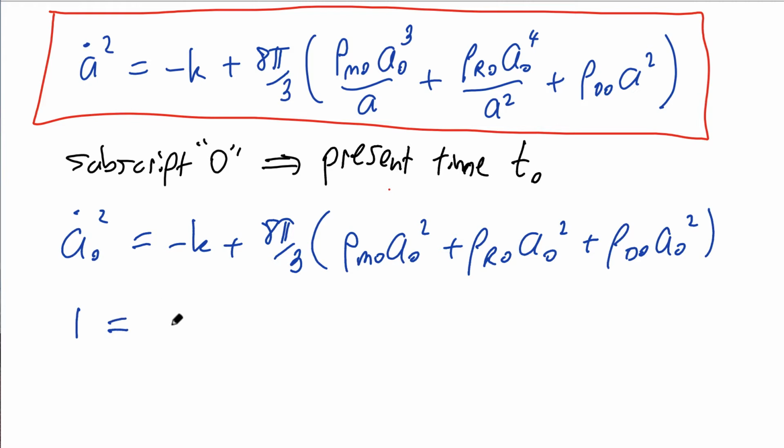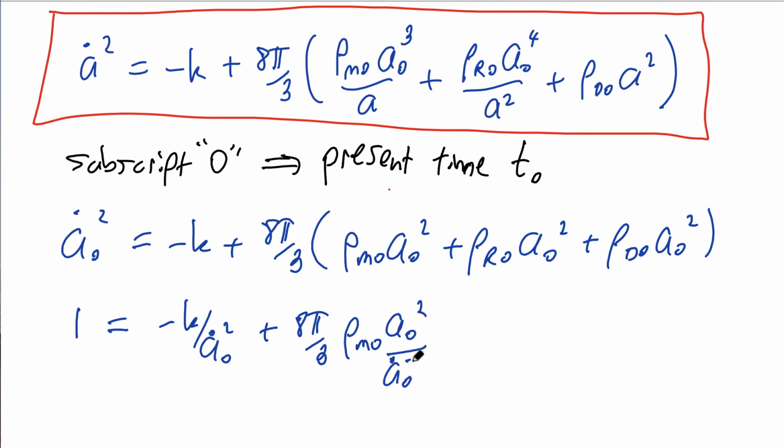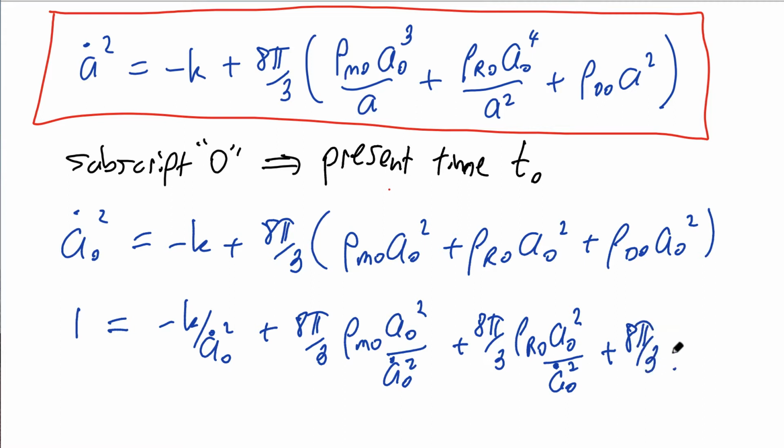We have 1 equals minus k over a0 dot squared plus 8 pi over 3 times rho m0 a0 squared over a0 dot squared plus 8 pi over 3 times rho r0 times a0 squared over a0 dot squared plus 8 pi over 3 times rho d0 a0 squared over a0 dot squared.